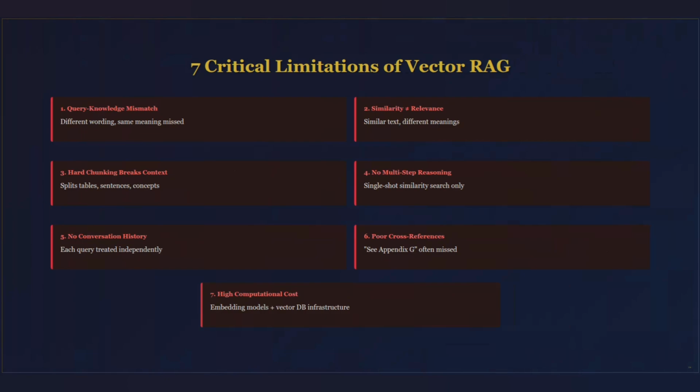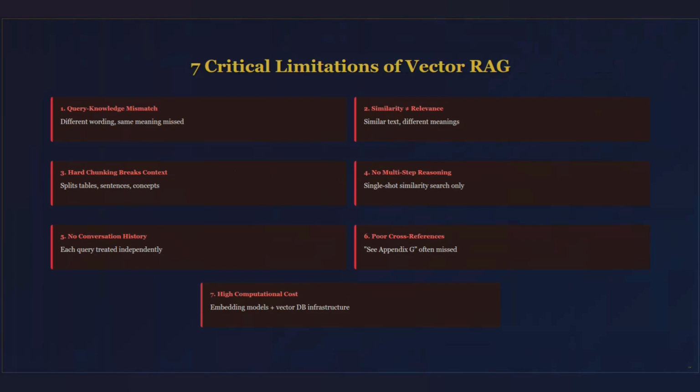Number 6, poor handling of cross-references. When a document says, "See Appendix G" or "Refer to Table 5," vector search often misses these connections. And number 7, high computational cost. You need embedding models, vector databases, similarity search infrastructure. It all adds up. So what's the solution?